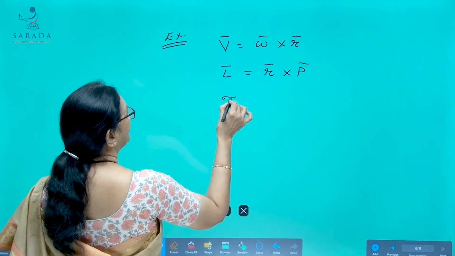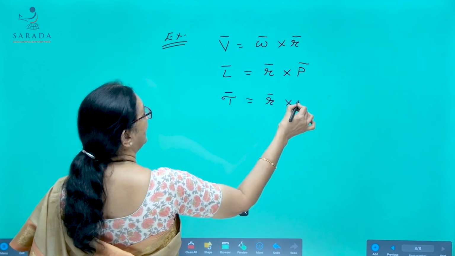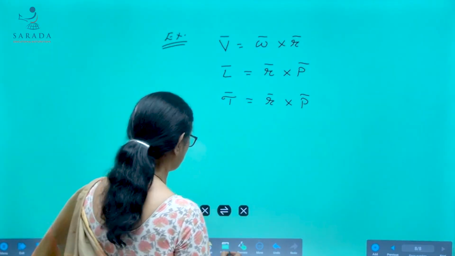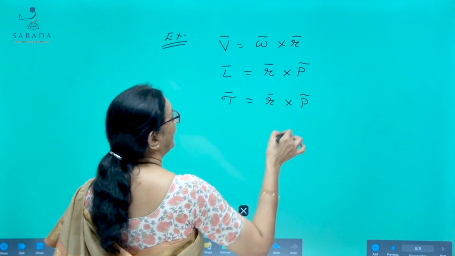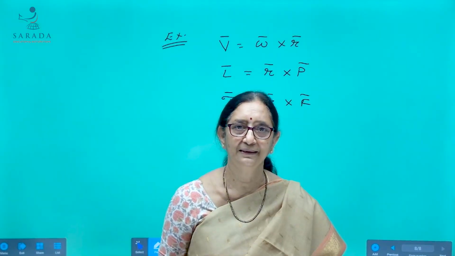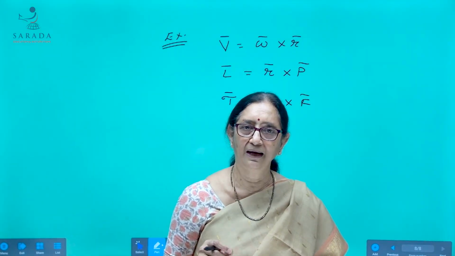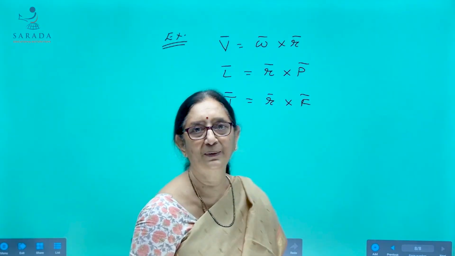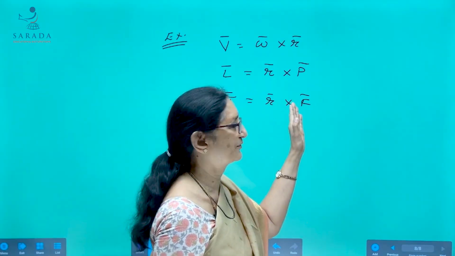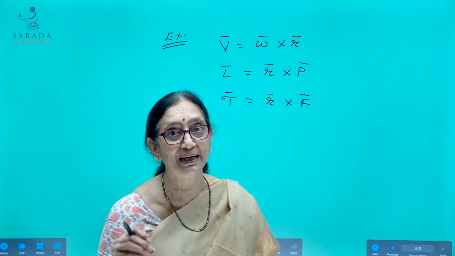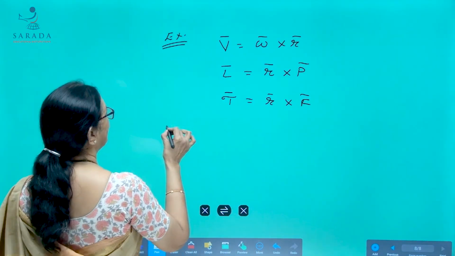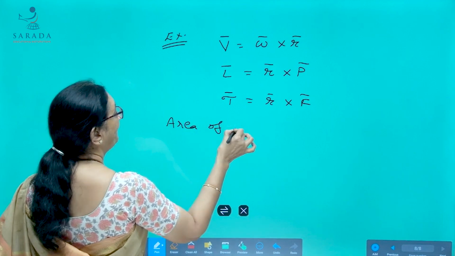And similarly, the torque acting on a rotating body is r bar cross F bar, not p bar, r bar cross F bar, where F bar is the force applied and r is the position vector, and torque is equal to the moment of the force. It is given by r bar cross F bar, because we will be learning them in detail in the topic rotatory motion. Okay. And the next one is the area of a parallelogram.